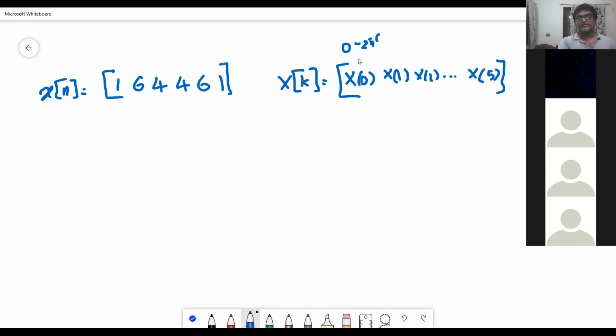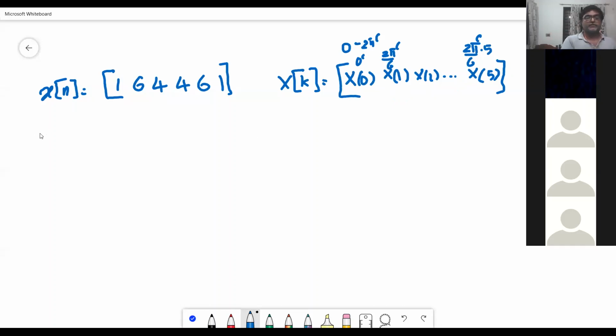So this is 0 radian. This is what? 2 pi by 6 radian. This is 2 into 2 pi by 6 radian. And finally, this is 2 pi by 6 radian into 5. Is that clear? So the next sample is at the angle 2 pi by 6 radian into 6, which is the same as 0 radian. So you only have 6 samples. So this is one cycle of the periodic axial day. Okay.